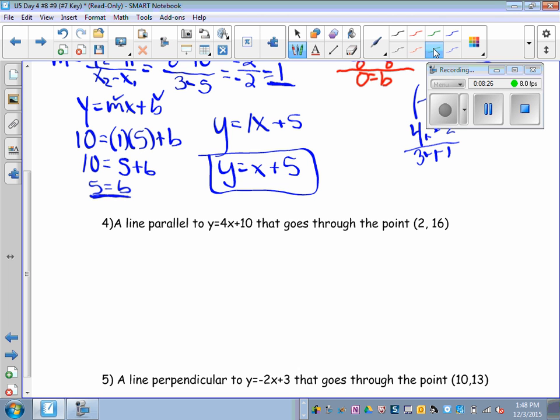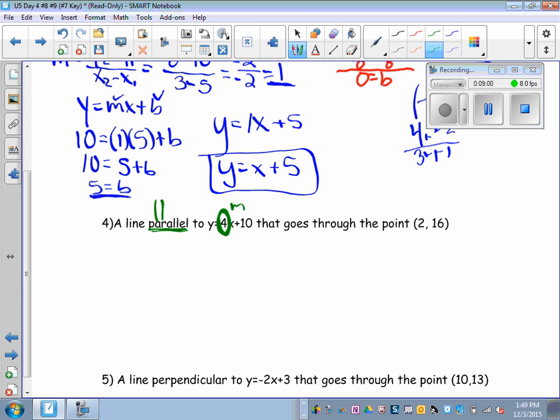Alright, when a line is parallel, what is true about our equation? Perpendicular is 90-degree angles, you're right. What do we know? The slope is the same. Yes, the slope is the same. Good. So when a line is parallel, that means my slopes are the same. So I take my slope from here, and that's going to be my slope for my new equation.